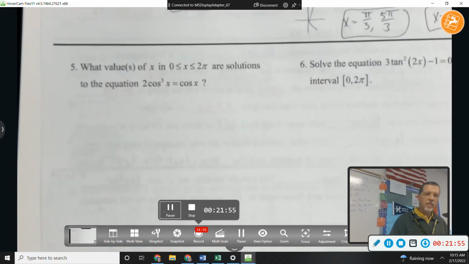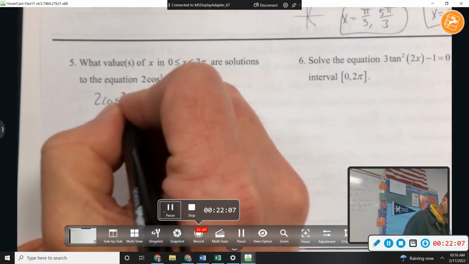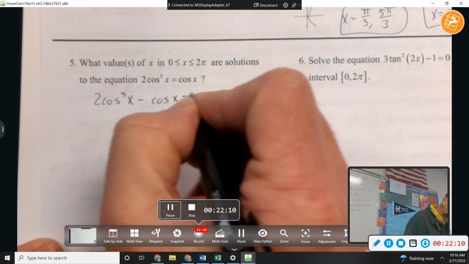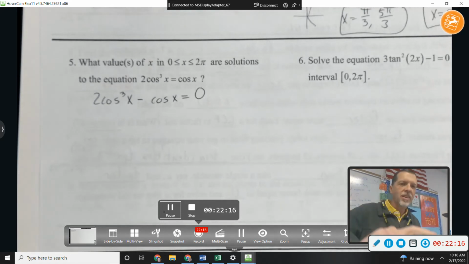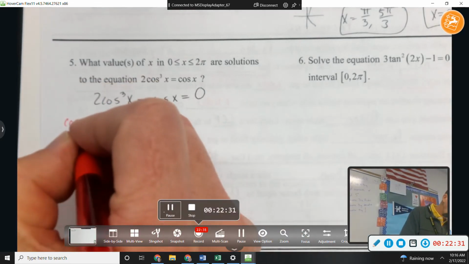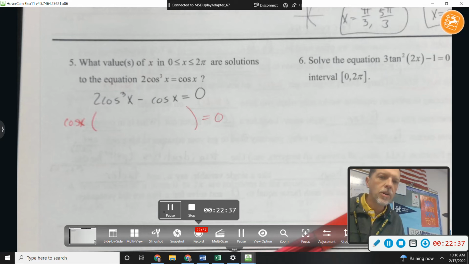Number 5. What do you want to do first on number 5? Good. Move the cosine over. Not divide by cosine. Move the cosine over. What do you want to do next? After we move the cosine over, factor out a cosine. So see if you can take it from there. We can factor out a cosine. See how far you can go on your own from there.